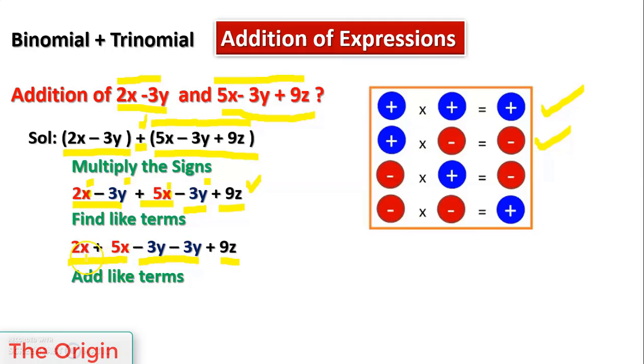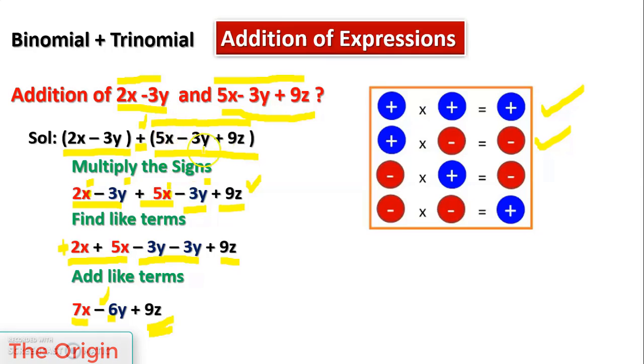Add like terms. Here 2 numbers are having the same plus sign, so we should add them. 2 plus 5 is 7, 7x. Here also the same, minus and minus, 2 same signs are there, we add them, 3 plus 3 is 6, minus sign is there, so I kept minus, 6y. Remaining term 9z. This is the answer.